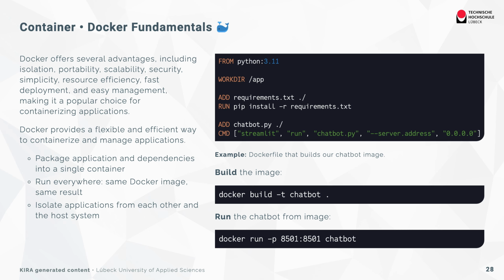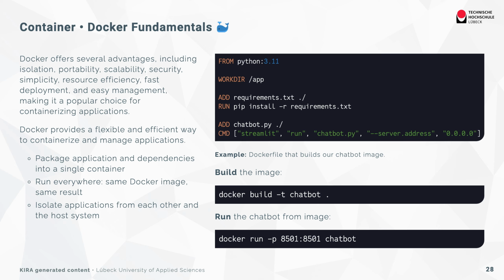To build and run a chatbot image using Docker, we create a Dockerfile that serves as a blueprint. It specifies the base image, Python 3.11, sets the working directory to the app directory, adds the requirements file, installs packages with pip, adds the chatbot script, and sets the default command to run the chatbot with Streamlit. To build the image, we use the docker build command, tagging it as chatbot.